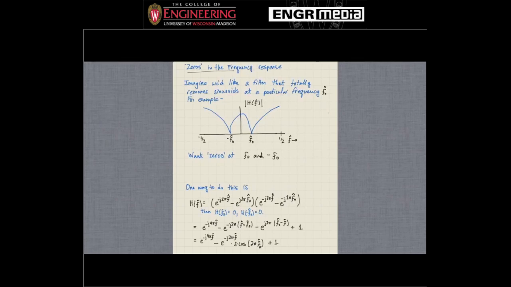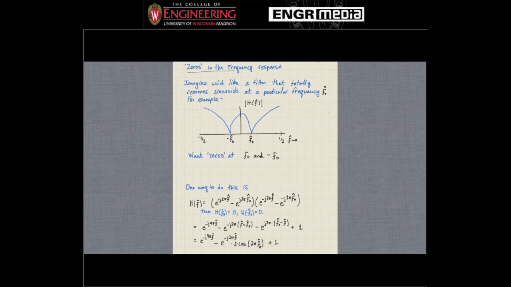So the next thing I want to talk about is zeros in the frequency response. And what do I mean by a zero in the frequency response? Well, that's a term you'll hear if you do a lot of signal processing or digital filtering. A zero just refers to a digital frequency at which that particular frequency is totally removed if you pass that signal through that particular filter.